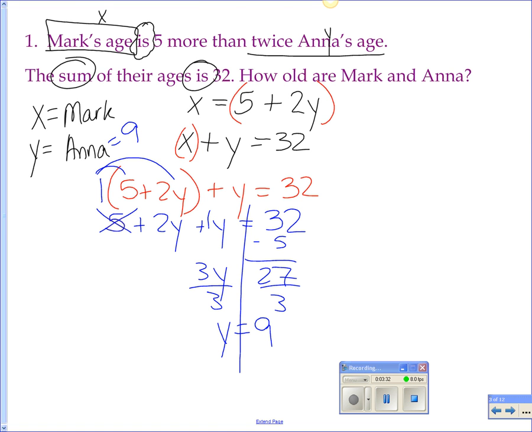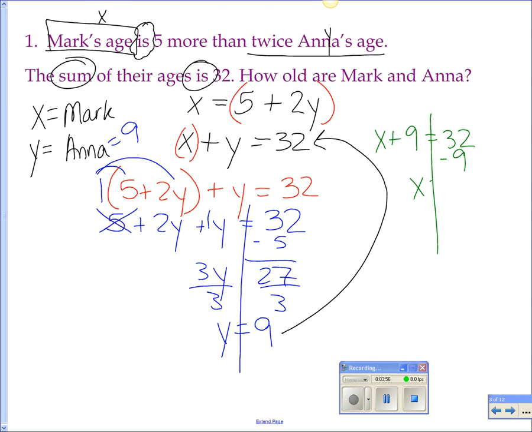It says, how old are Mark and Anna? So I also have to find Mark. So I'm going to plug it back in to that one. That's the easiest place to plug it in. Okay? Help me plug it back in. What would I write? What number needs to move to the other side? And I subtract it. And so you get 23, I think. So Mark is 23, and Anna is 9. Okay.